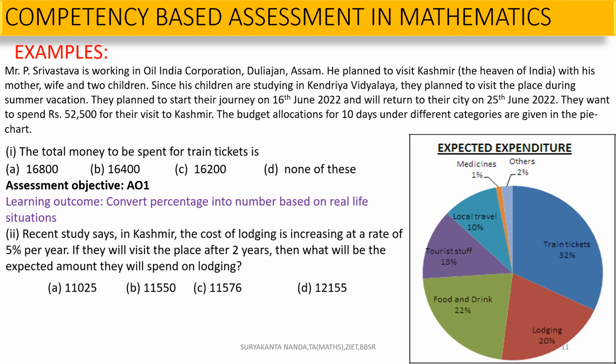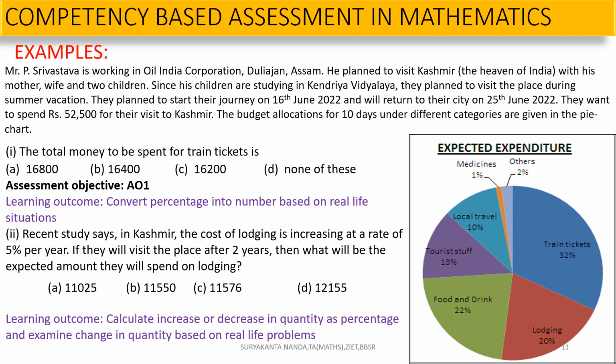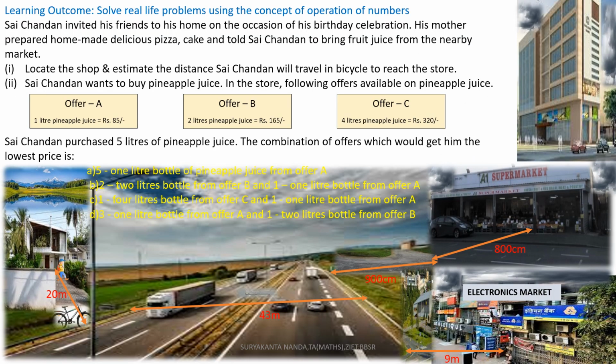The second question is, a recent study says in Kashmir the cost of lodging is increasing at a rate of 5% per year. If they visit the place after 2 years, then what will be the expected amount they will spend on lodging? Here the learning outcome is calculate increase or decrease in quantity as percentage and examine change in quantity based on real life problems, and it comes under assessment objective 2. This is another example which we already discussed in the last video. This is a competency based test item where the test item is totally based on real life observations.